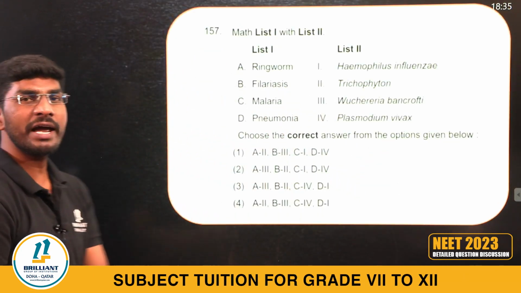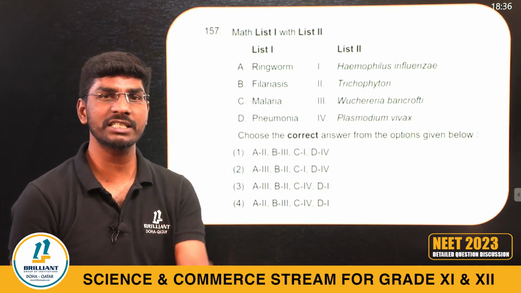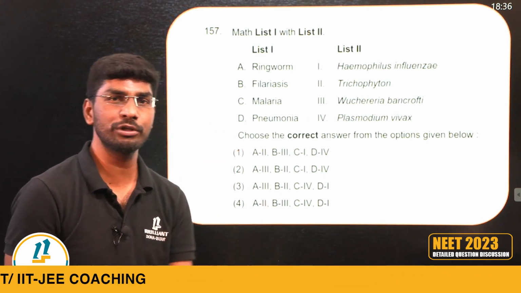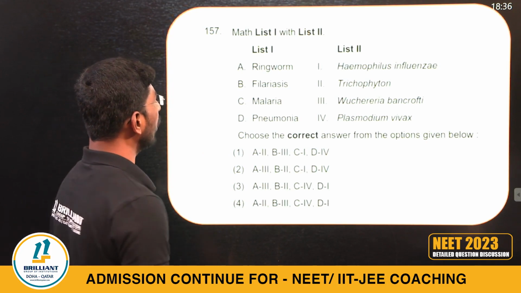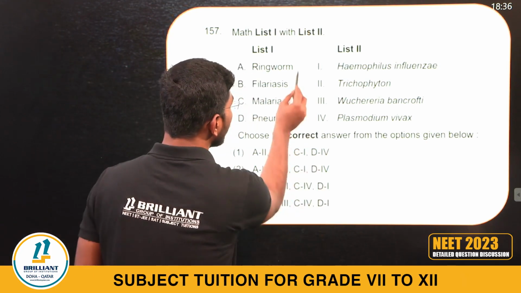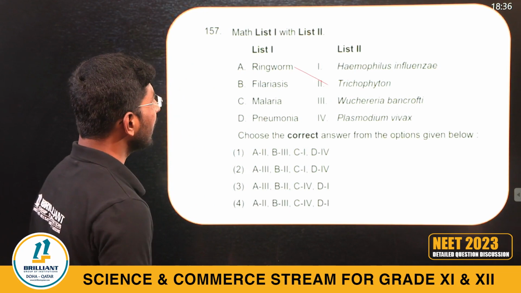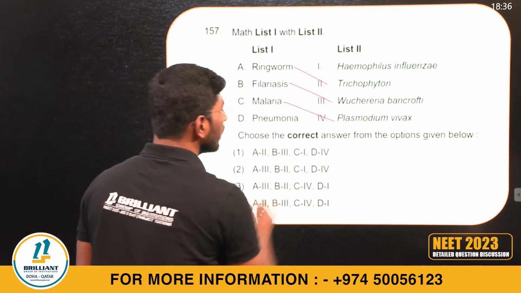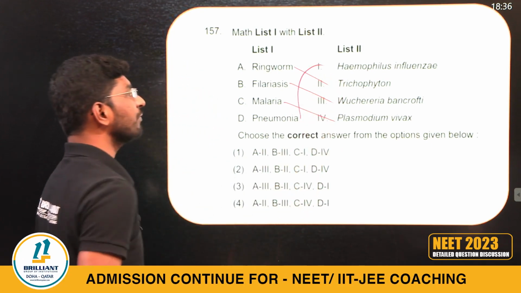Question 157. Very simple question from the Human Health and Disease chapter. Below average students can also easily do this question. Match the following. Ringworm, Trichophyton. Filariasis, Wuchereria bancrofti. Malaria, Plasmodium vivax. Pneumonia, Haemophilus influenzae.